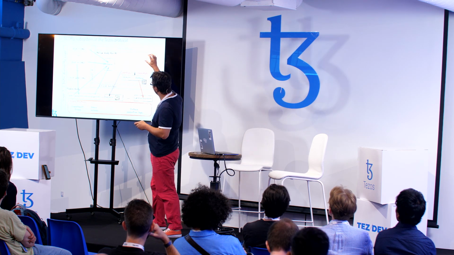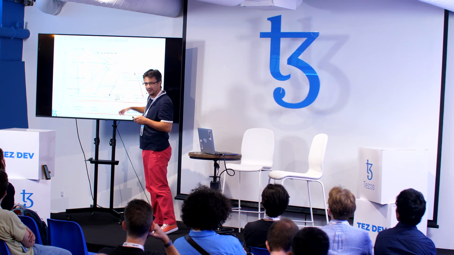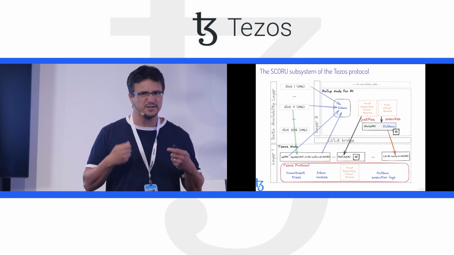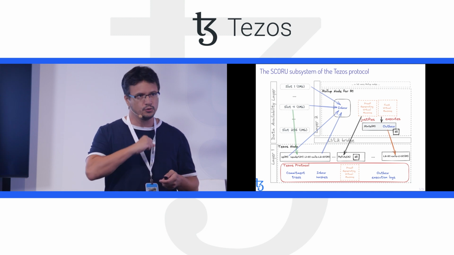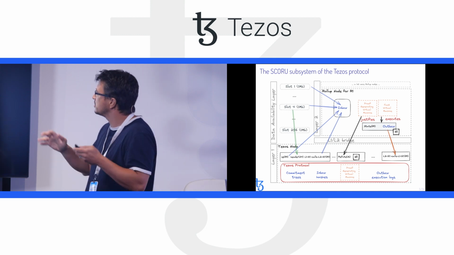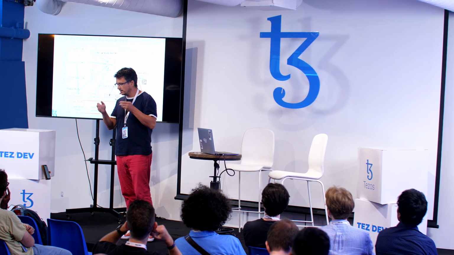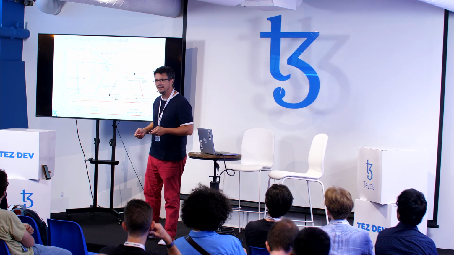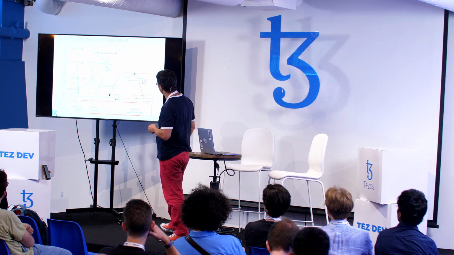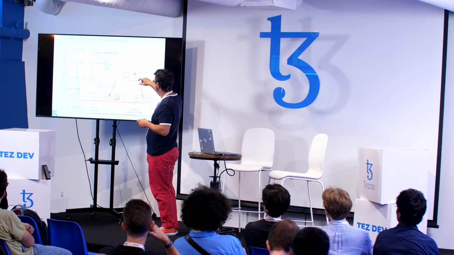And if you continue into the boxes inside the rollup node, what you will see is two virtual machines. Why? Well, we have a virtual machine which is fast, really optimized to execute the L2 operations as fast as possible. That's a classic virtual machine that you can find for WASM. We'll talk about that later. Hans will talk about that later in the talk.